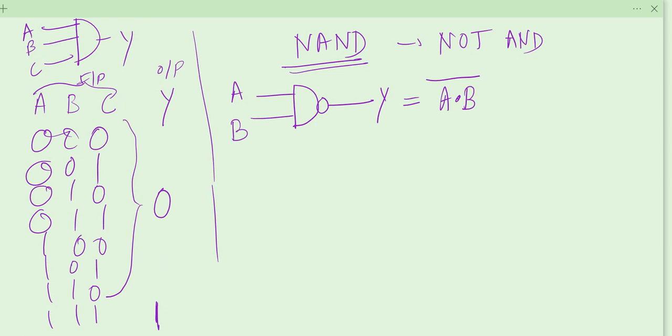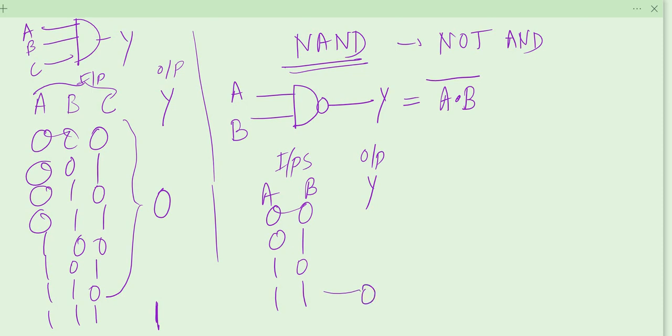How will the truth table of the NAND gate be? Inputs A and B, output Y. So 00, 01, 10, 11. Now try to remember the AND output. In case of AND, when 1 1 it was 1. Now this is NOT AND, so in case of 1 1 it will be 0. In case of AND, in all the first three cases the output was 0. Now it will be inverted, so 1 1 1. This becomes the truth table of the NAND gate. NAND is exactly opposite to the AND gate.